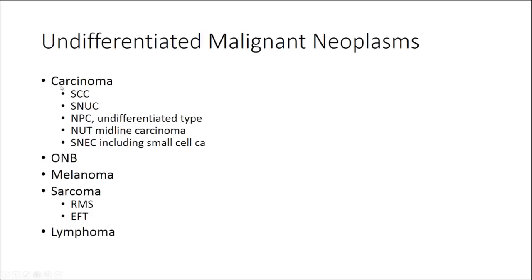come to mind. We think about carcinomas, and there's a whole host of different carcinomas that we might think about. So undifferentiated carcinomas, neuroendocrine carcinomas, and then we'll talk a little bit about the NUT midline carcinoma. Olfactory neuroblastoma, is it a melanoma, is it sarcoma? And things that we start to think about are rhabdomyosarcomas and the Ewing family tumors, or lymphoma.